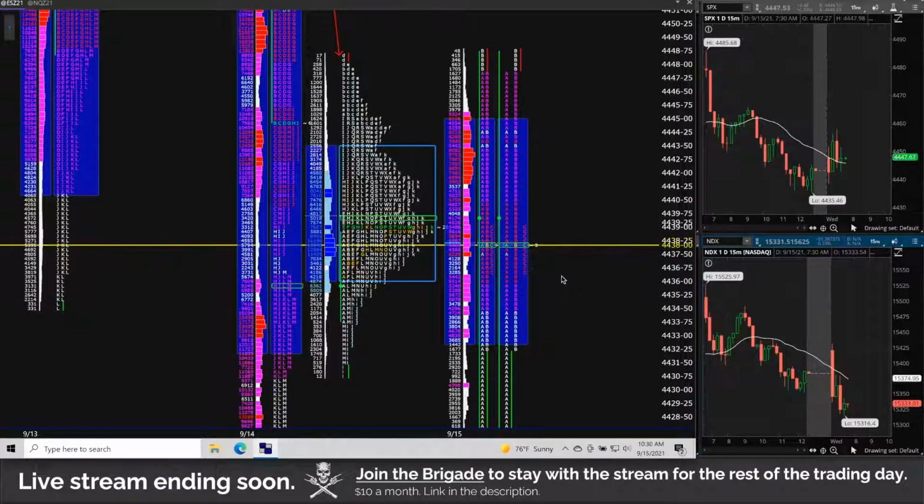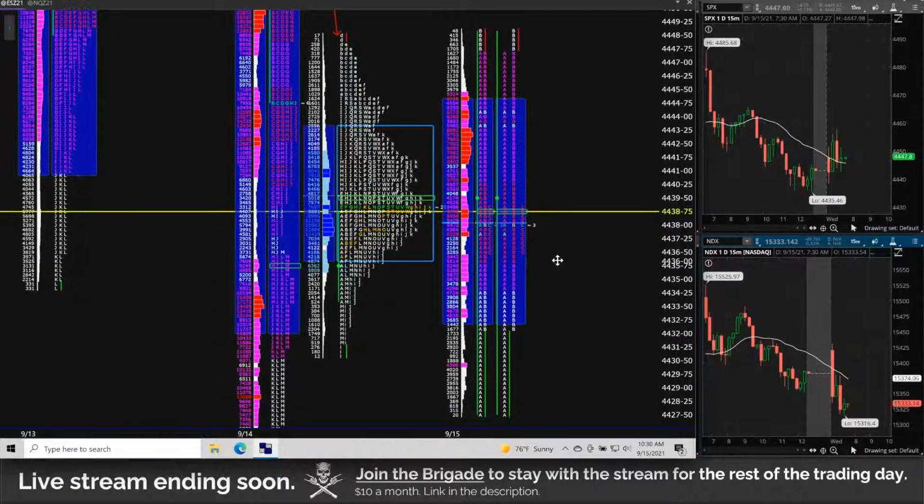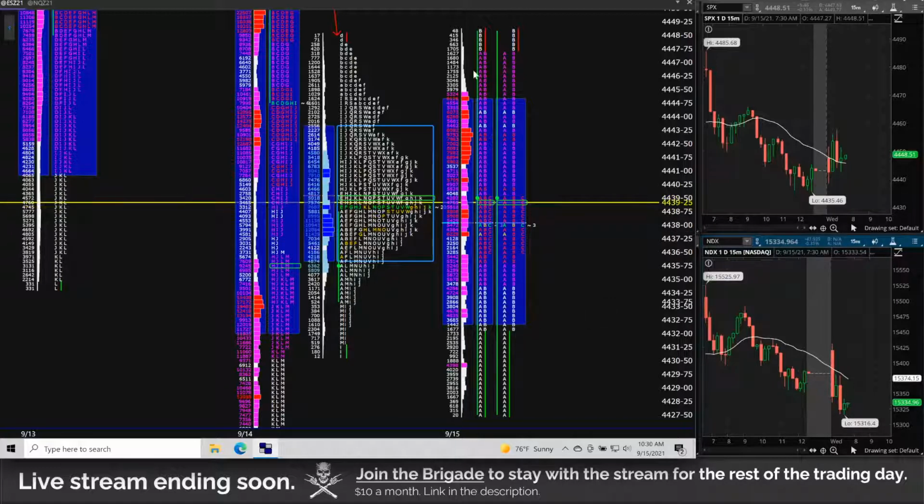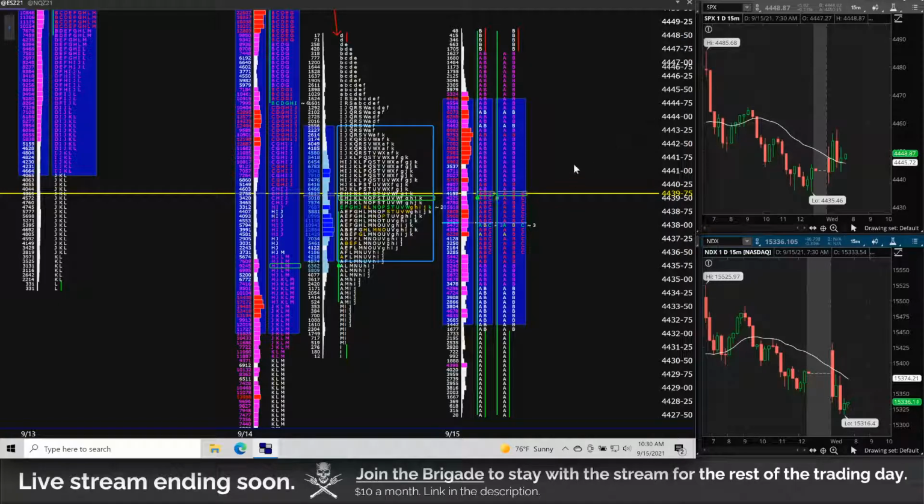Okay, so we've printed the C period. Right now our POC is just about a buck off from where the overnight POC was. And we're basically just rotating in a slightly larger range than the overnight did.